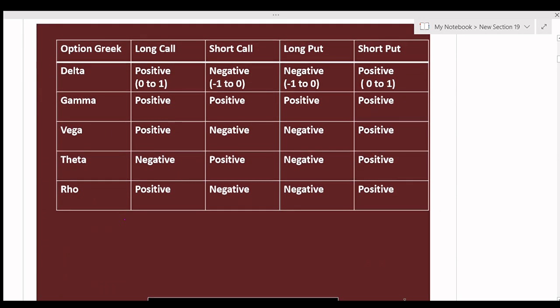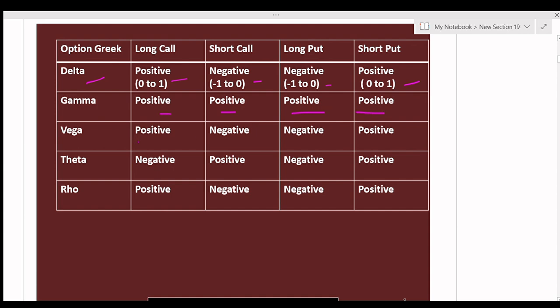Now the change in the option Greeks, positive or negative, is tabulated here. First is delta. Long call is positive, ranging from 0 to 1. Short call is negative, ranging from minus 1 to 0. Long put is minus 1 to 0 and short put is 0 to 1. Gamma is positive in all 4 cases.